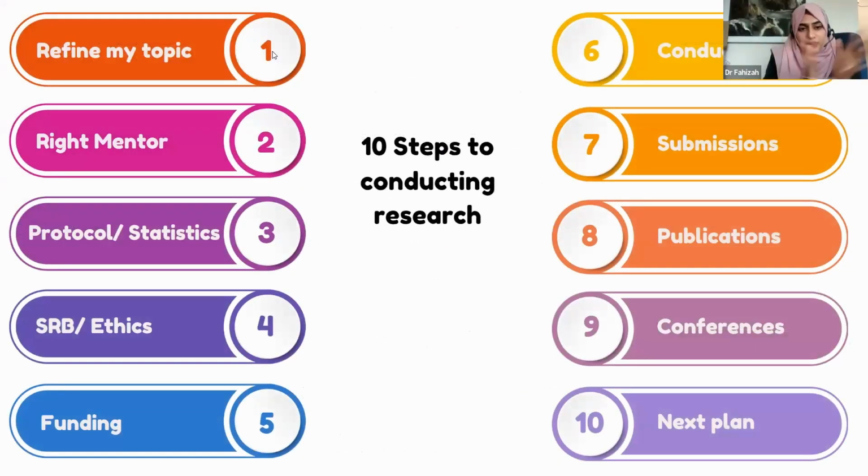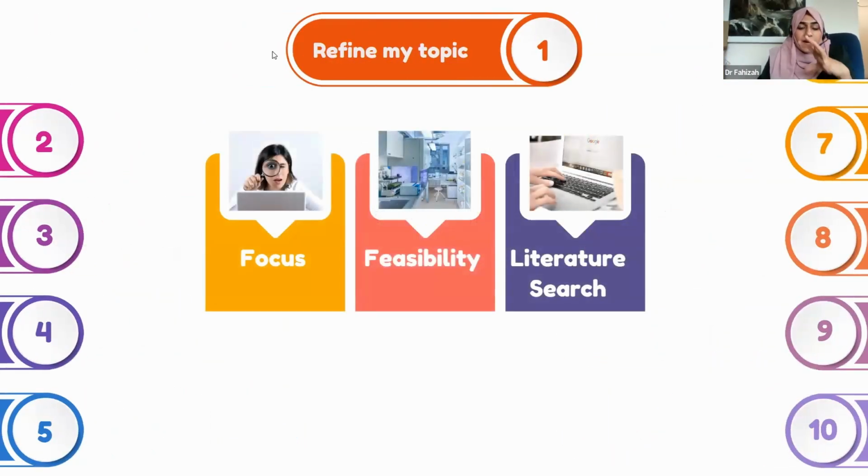The next part is, okay, now I have come up with the topic. So I felt that there are different steps to come up with the research you want to do. The first is refine my topic. In refining my topic, first what I did is I did a lot of research work.